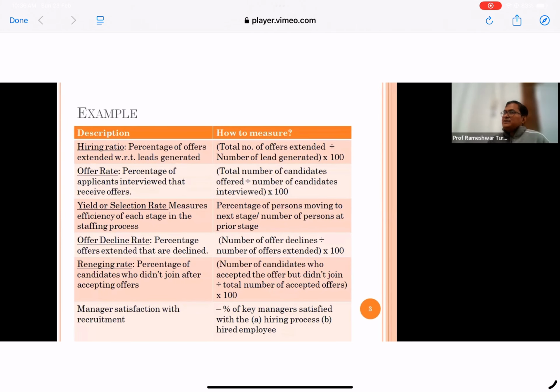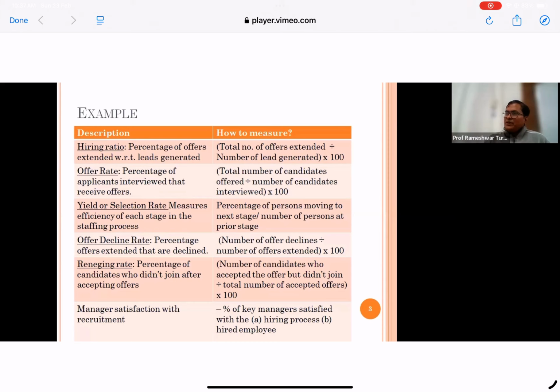For example, hiring ratio. Percentage of offers extended with respect to leads generated. That is called hiring ratio. This is calculated as total number of offers extended divided by total number of CVs generated, multiplied by 100. Or offer rate. Suppose you conducted 10 interviews and 3 offers are given, then the number of offers given divided by the number of interviews conducted, multiplied by 100. So 30%.